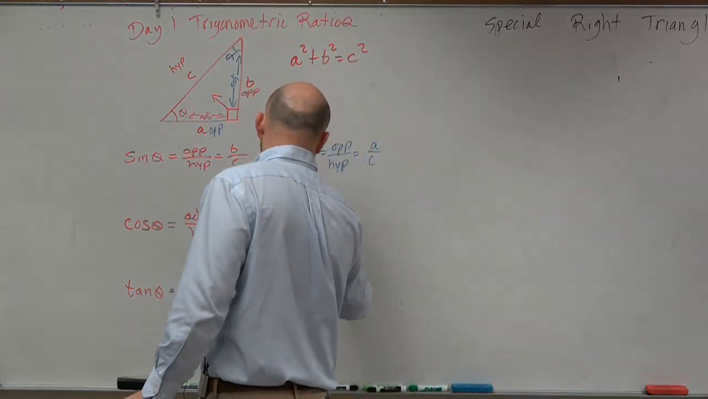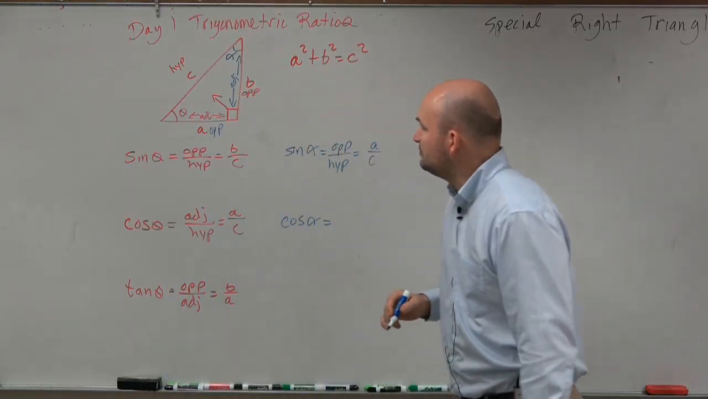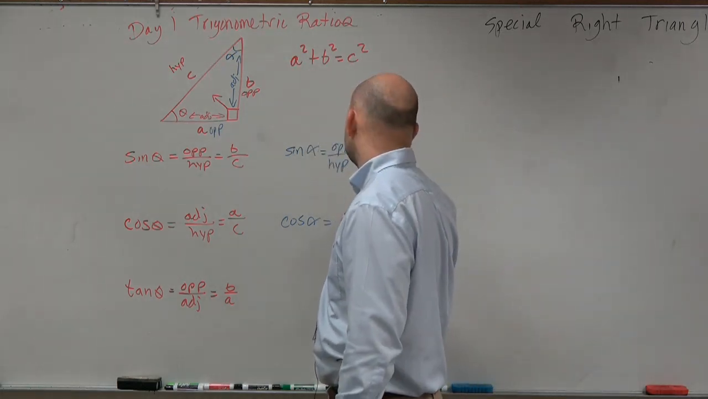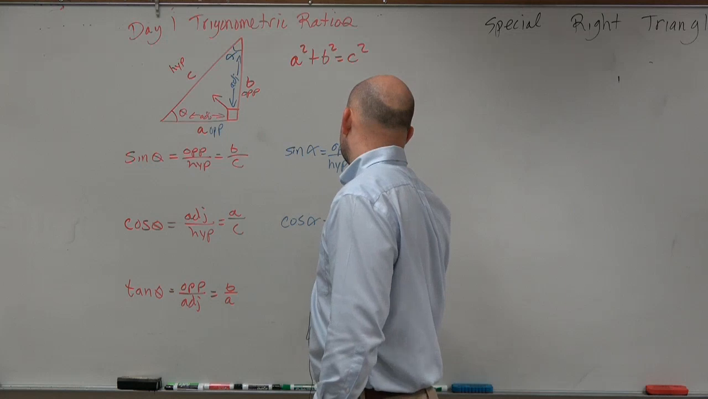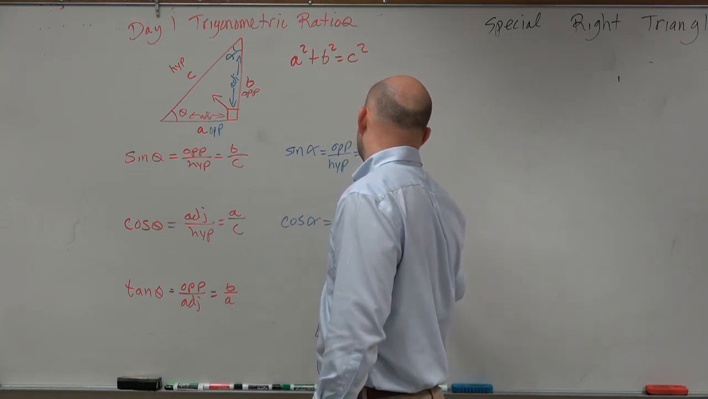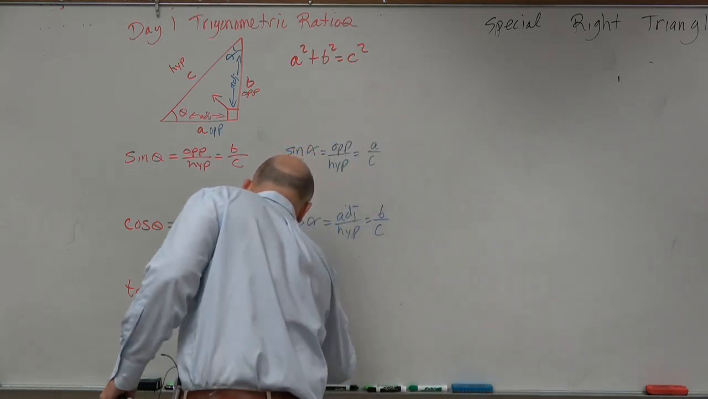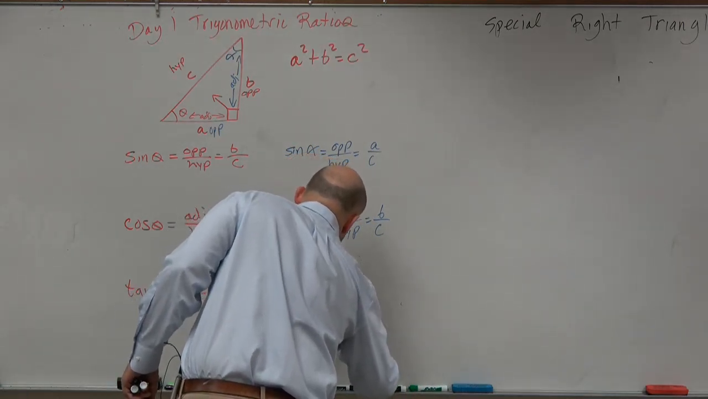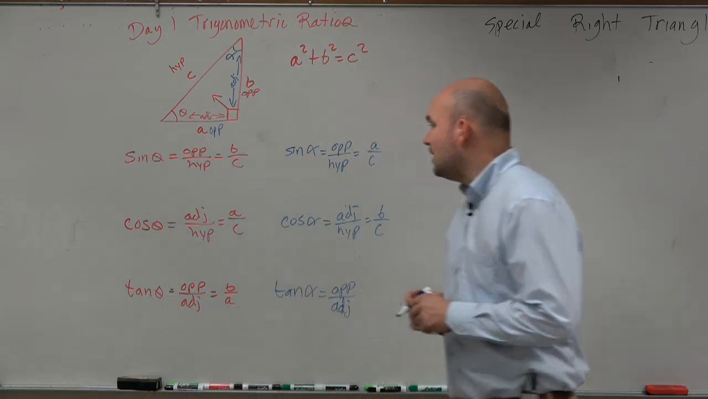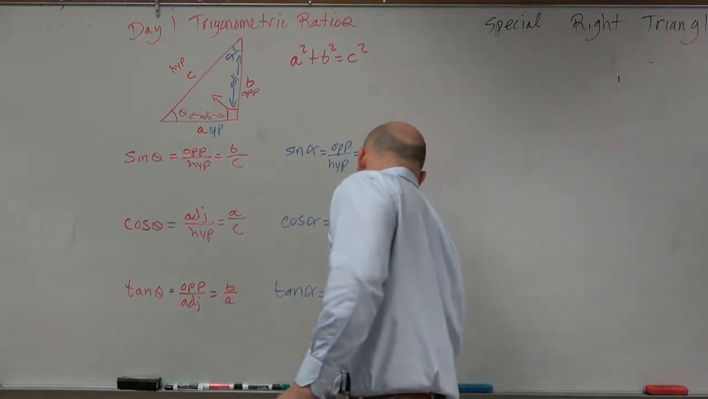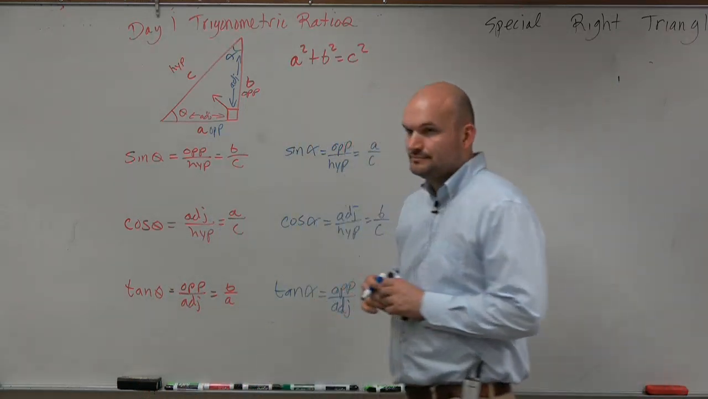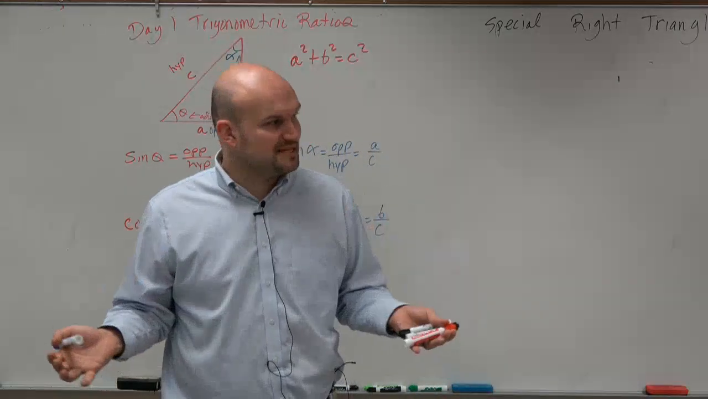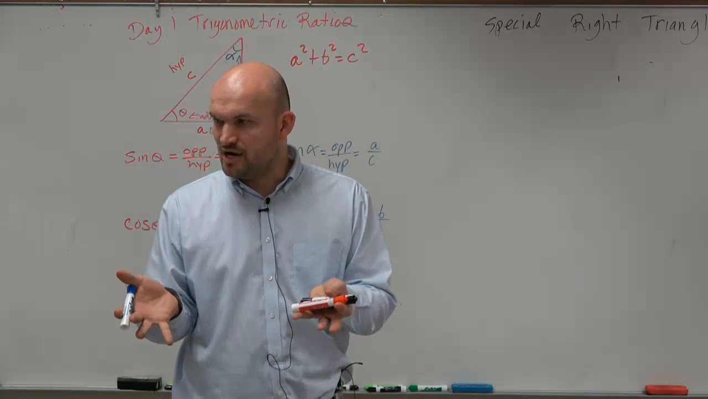So the cosine of alpha is going to be adjacent over hypotenuse. So that's going to be b over c. And then the tan of alpha is still opposite over adjacent. But now that is going to be a over b. OK, so that comes into our basic kind of realm of things.